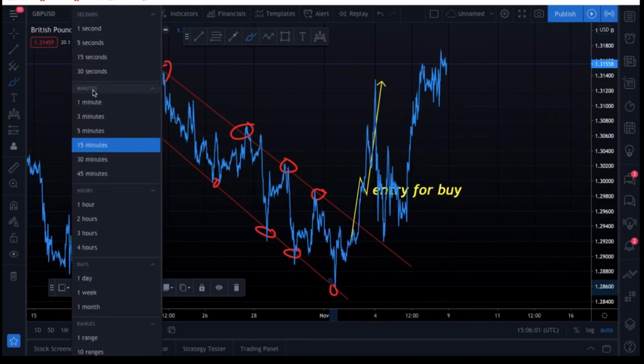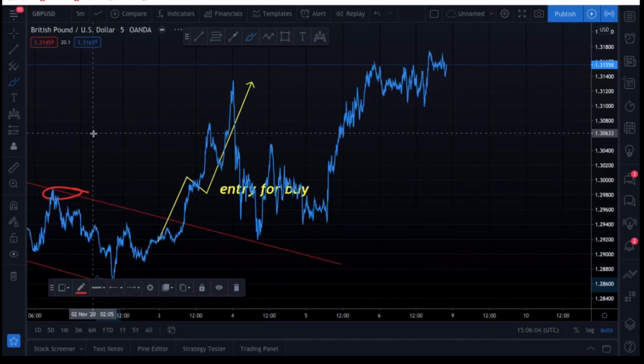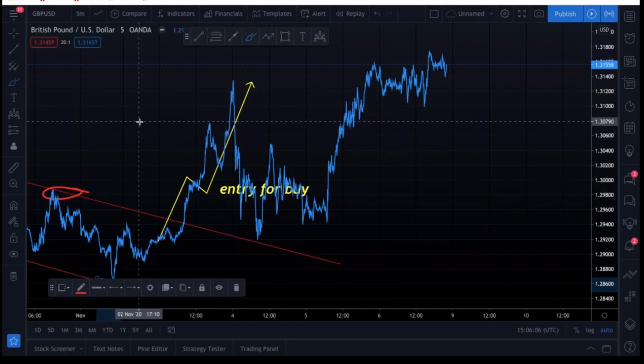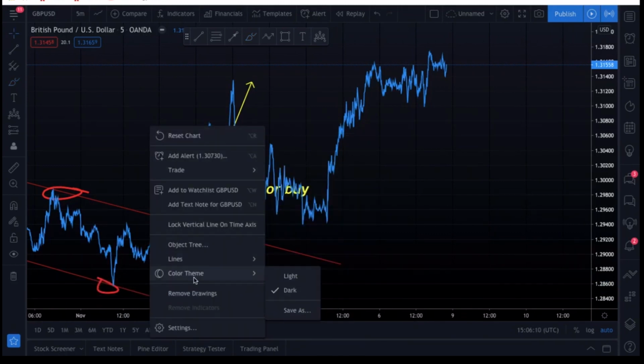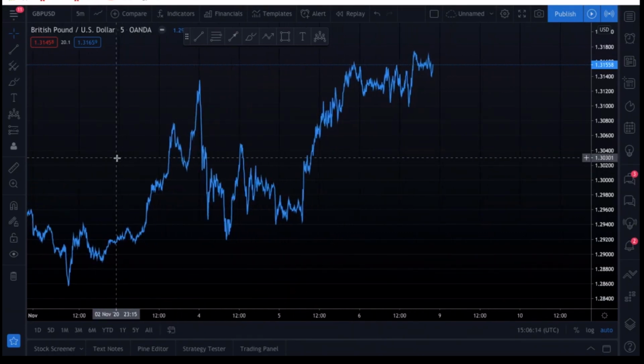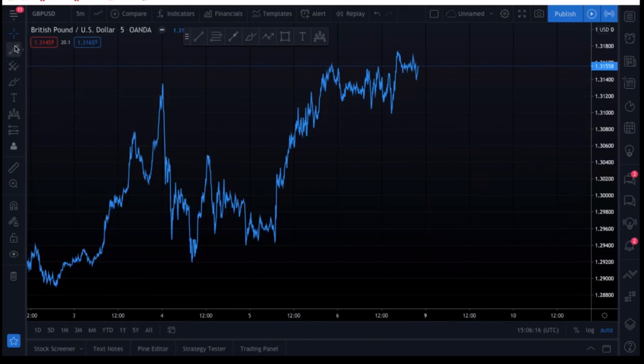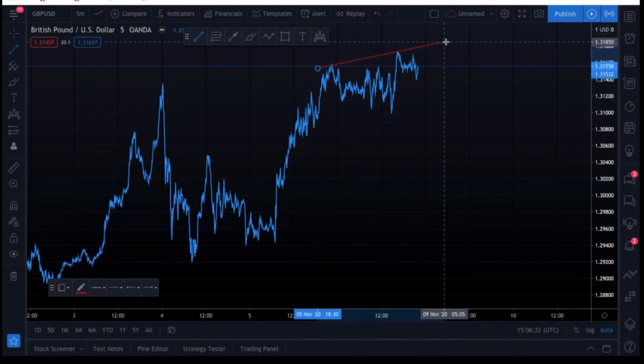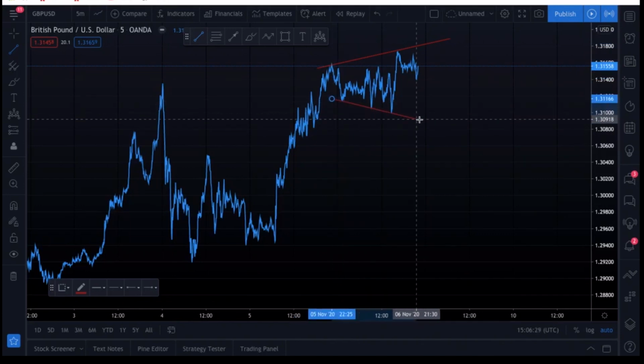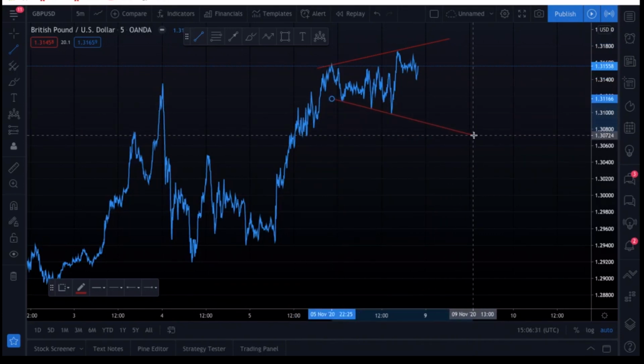Let's take a different time frame again. 5 minutes. Now the thing about the smaller time frame is that they are useful for scalping and intraday, while the bigger time frames are better for swing trades. So, okay, we draw another once again. Another one like this.